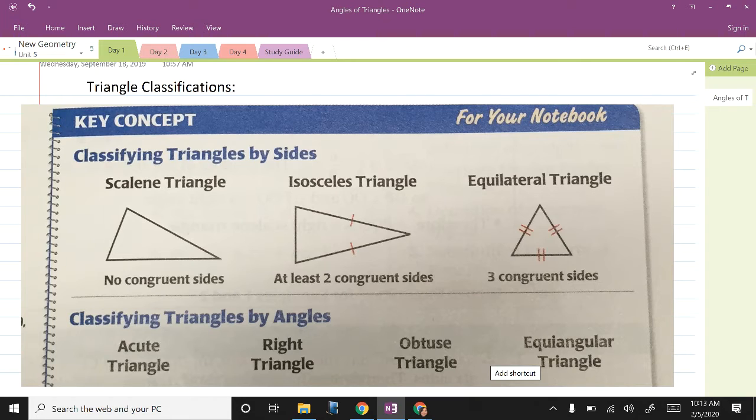All right, if we have a triangle where two lengths are the same, two out of the three are the same, that is going to be called an isosceles triangle. So that's two congruent sides and a third side that is not congruent to the other two. And if they're all three congruent sides, that's called equilateral. If all three sides are the same length, it is called equilateral.